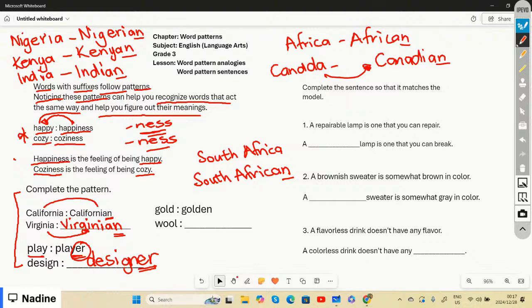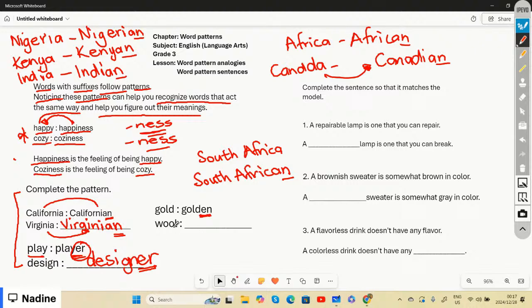And then we're going on to how to match the models within a specific sentence. Gold, right? If something is gold or I have a gold ring, right? Then we can say it is also a golden ring, right? So if you have a gold ring, then we can also say it's a golden ring and we added an en. The suffix en we add, right?